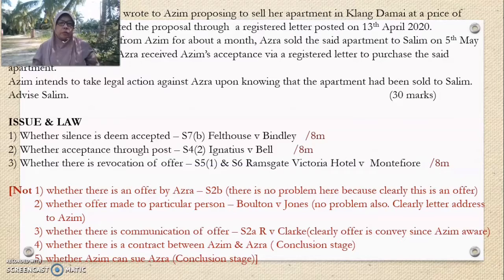Something which is clear. Meaning, it is very clear that this is already an offer made by Azra to Azim. So if it's very clear, it's not being disputed, there is no question pertaining to this problem, so it cannot become an issue. An issue is something which we can dispute, which we can question.